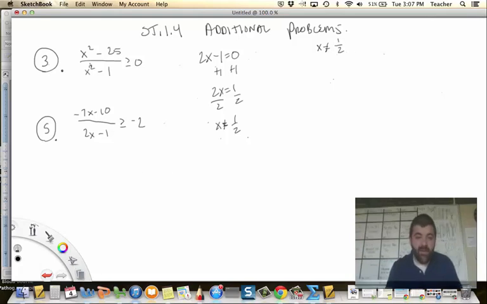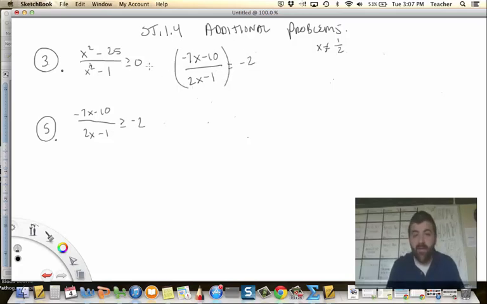Now what I'm going to do is change that inequality into an equal sign and solve. This is important. This is the part we're kind of missing here. So what I need to do is take negative 7x minus 10 over 2x minus 1 equal to negative 2. Notice how I switched the inequality to an equal sign, and now I'm going to solve it. So I'm going to take both sides times 2x minus 1.